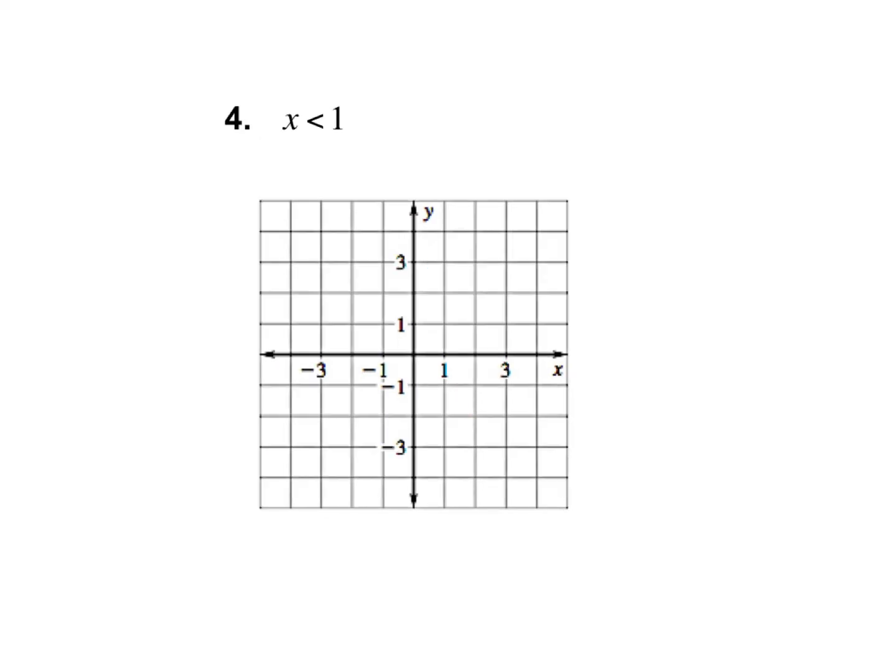All right, for number 4, we have x is less than 1. Let's remember that. In every case, x is going to be 1. Remember, those are the ones that go straight up and down. So I have 1, 0, 1, 2, 1, 5, and so forth. And I'm going to have a dashed line because it's just less than.